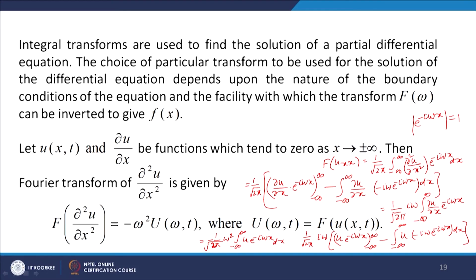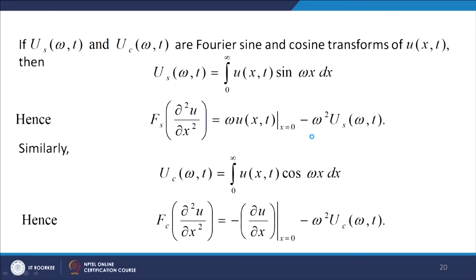Okay. So, minus omega square times u hat (omega, t), this is nothing but minus omega square times the Fourier transform of u function. So, F of u(x,t), which we are denoting by u hat (omega, t). So, minus omega square u hat (omega, t). So, the Fourier transform of the second derivative of u with respect to x is replaced with minus omega square u hat (omega, t) in the problems.